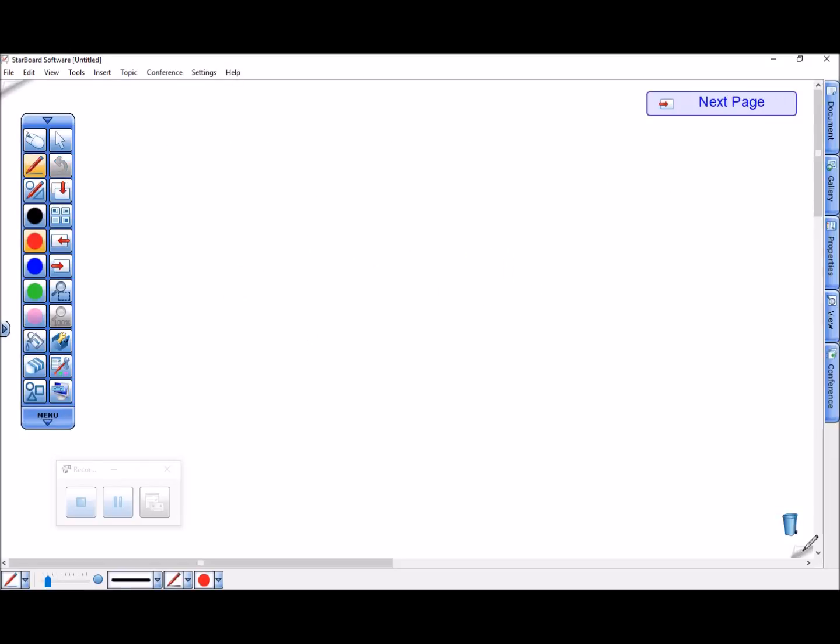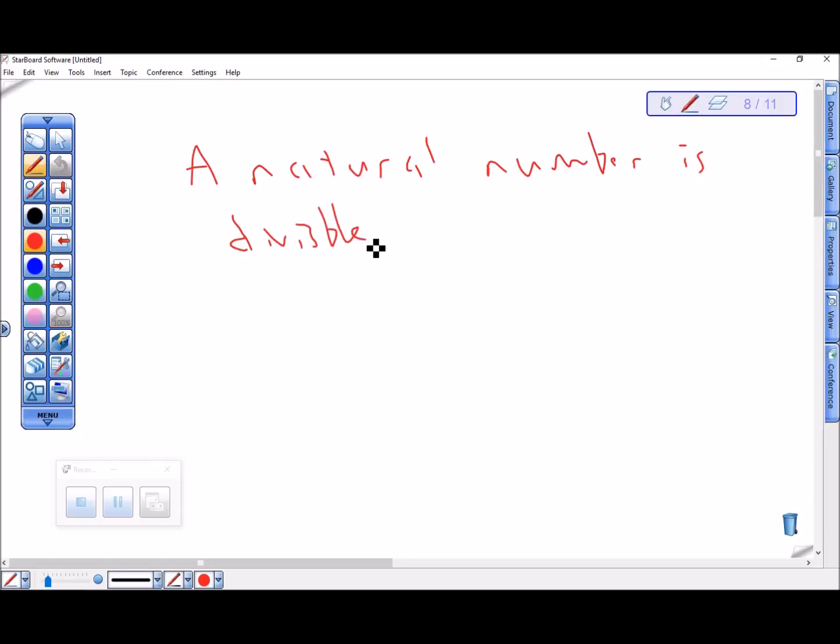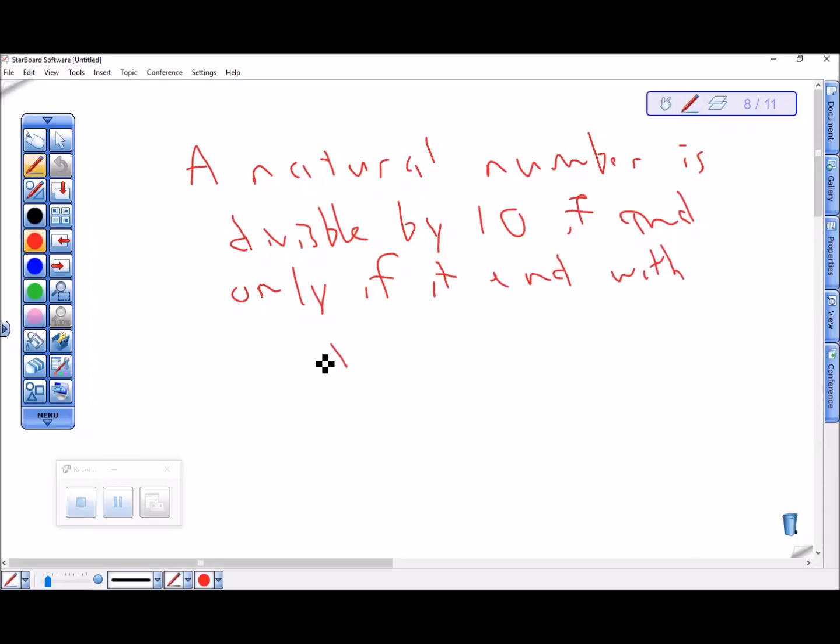Okay, just one more. Let's get the test for 10 out of the way, because again, it's easy, it's simple to remember and think about. A natural number is divisible by 10 if and only if it ends with a 0. Right, 10, 20, 30, 40. Any number that ends with a 0, its last digit is a 0, is evenly divisible by 10.